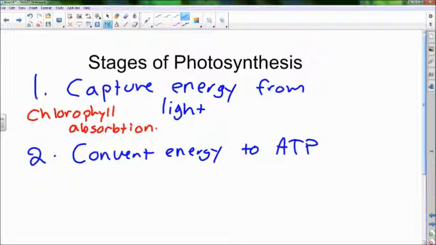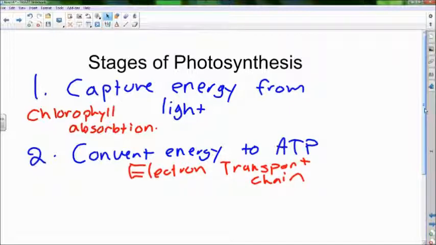So the energy is going to be converted to ATP in something that we call the electron transport chain. And tomorrow we'll be learning more about the electron transport chain and what actually happens there.